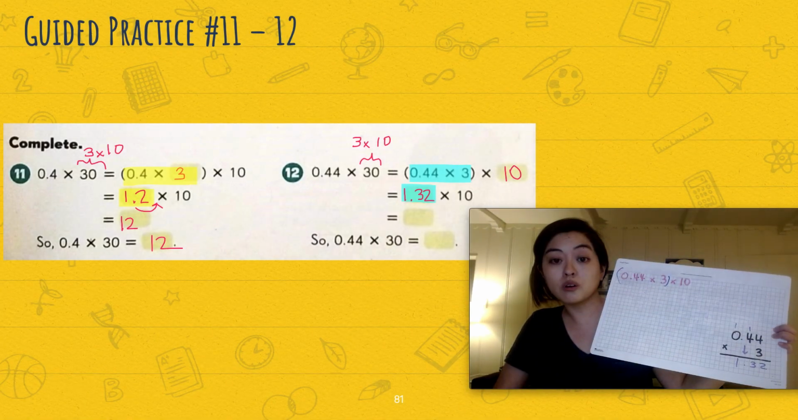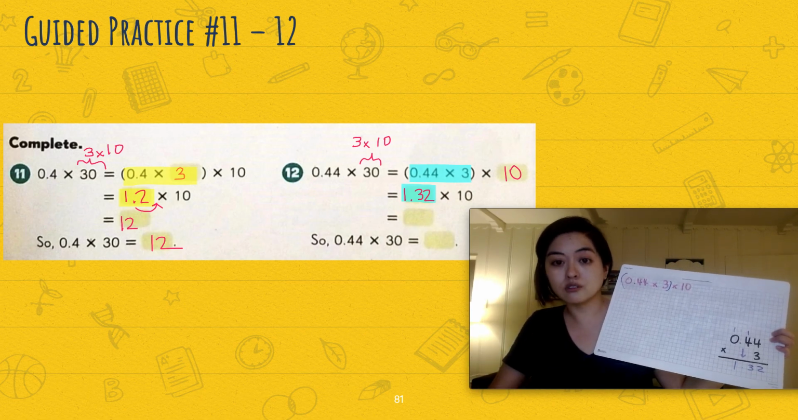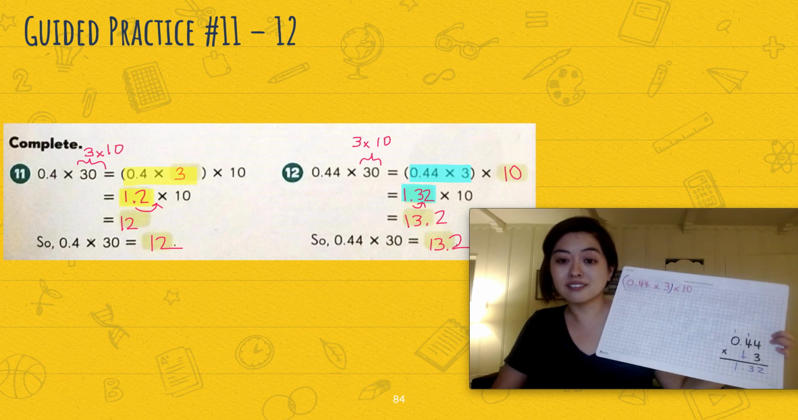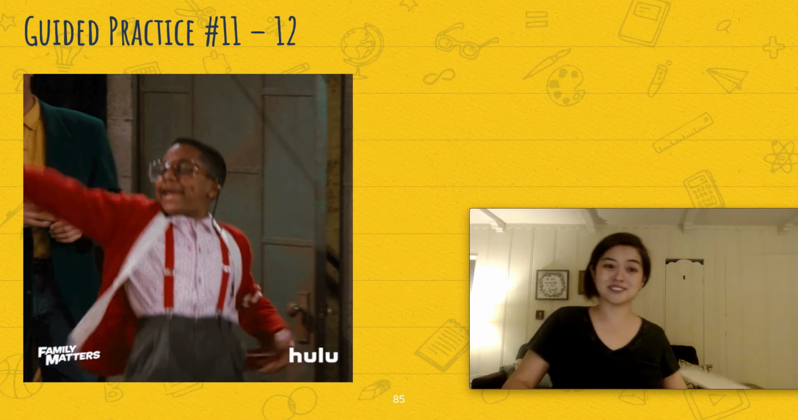Okay. So 1.32 times 10, you just have to move the decimal place over to the right once. So it's between a 3 and a 2, so it's 13.2. So 0.44 times 30 is 13.2.